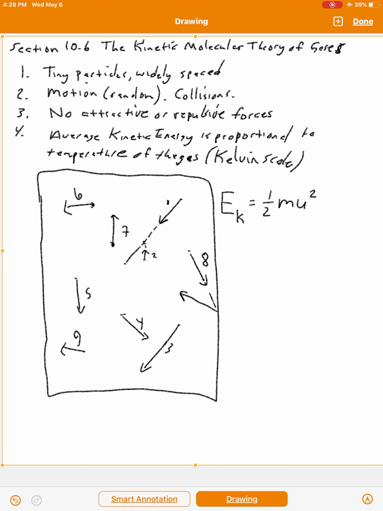Okay, but we don't have one particle. We have a lot of particles. So what we do is we write it this way. I'm going to put a line above the E. Sometimes that's called a bar. So EK bar. That's the average. Okay? We talk about the average kinetic energy of the gas. Okay? We're going to do averages.